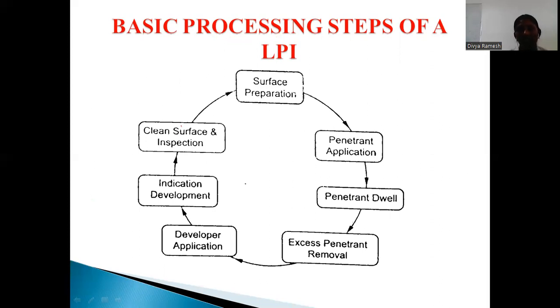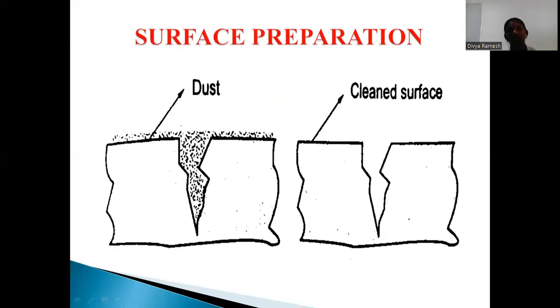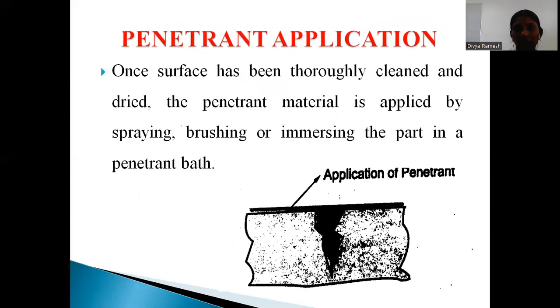The next step is penetrant application. Similarly, we have seen this diagram. This is a clear image of each and every step depicted previously. In surface preparation, if the surface has dust particles, grease or oil, that can be removed with the help of water, to turn a dusty surface into a clean surface. Next is your penetrant application.